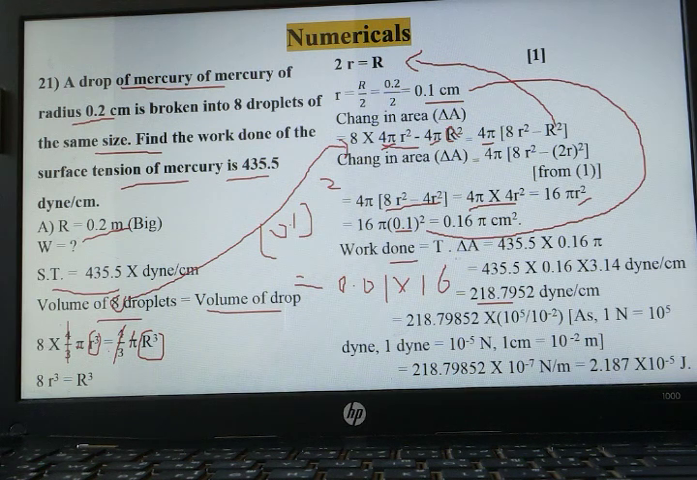Now work done is tension into change in area. Tension we know is 435.5, into change in area, which is 0.16 pi. Now we can substitute the value of pi also and we will get the answer. But this answer is in dyne per centimeter, and we want the answer in Newton per meter. So what will we do?